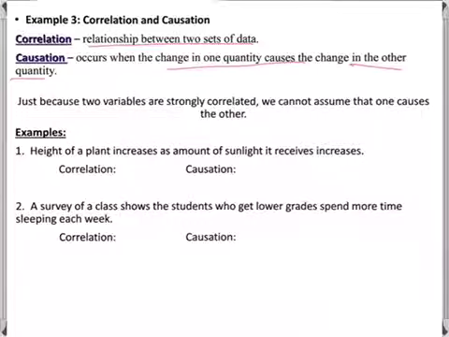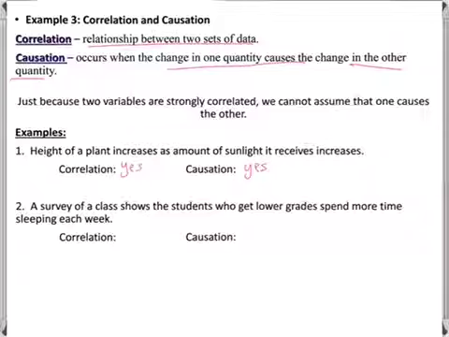So our first example, the height of a plant increases as the amount of sunlight it receives. Well, plants need sunlight, so this is definitely correlated. We know the two go together. Plants and sunlight just go hand in hand. Hand in hand, it's science. Does the increase in sunlight cause a plant to grow? Yes, it does. So that's causation. So here we have yes and yes.